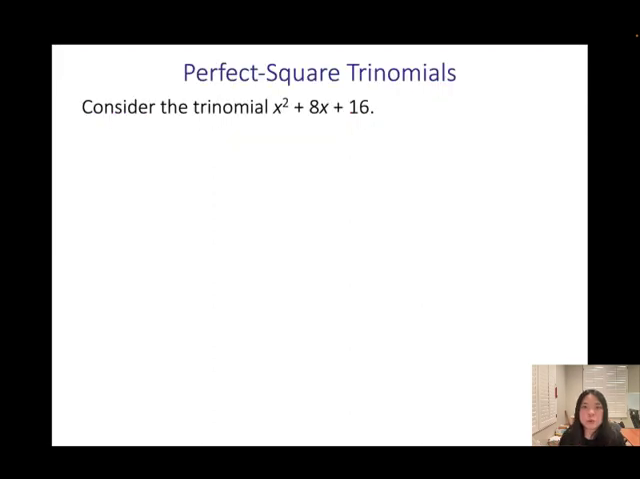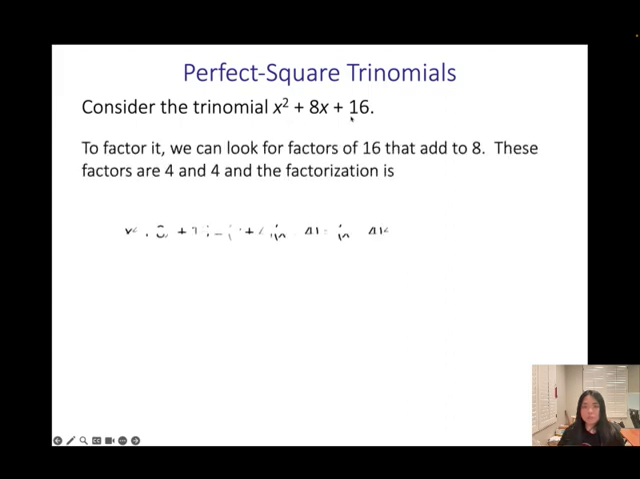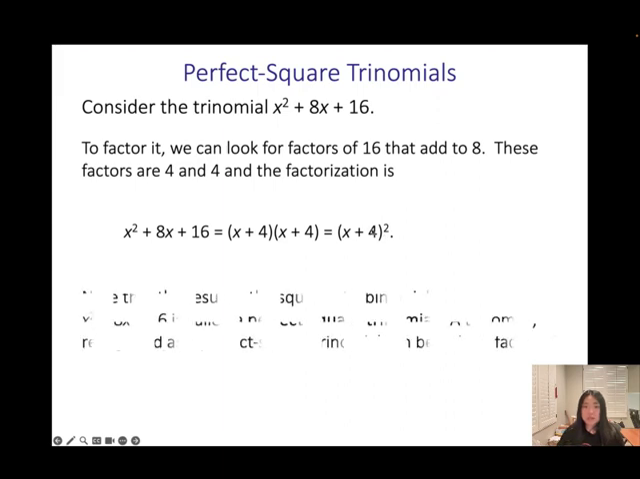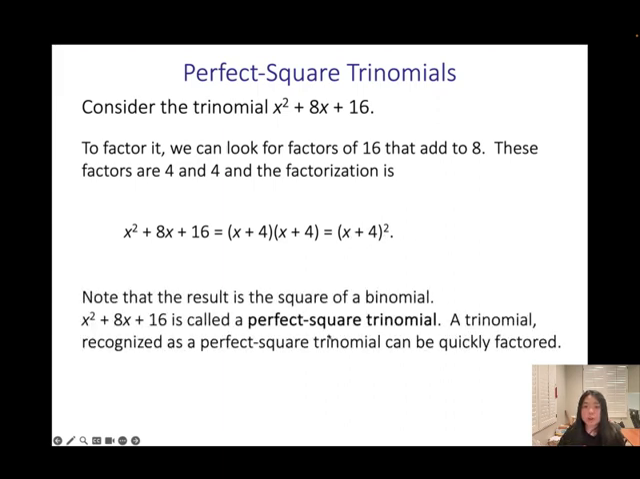Okay, perfect square trinomials. Consider the trinomial x squared plus 8x plus 16. For this kind of question, you can use the x method. Okay, that's the same thing. But actually, if you factor it, you're going to get x plus 4 squared. And we say this is a perfect square trinomial. If you could recognize this is a perfect square trinomial, it will be a lot easier, without using the x method.